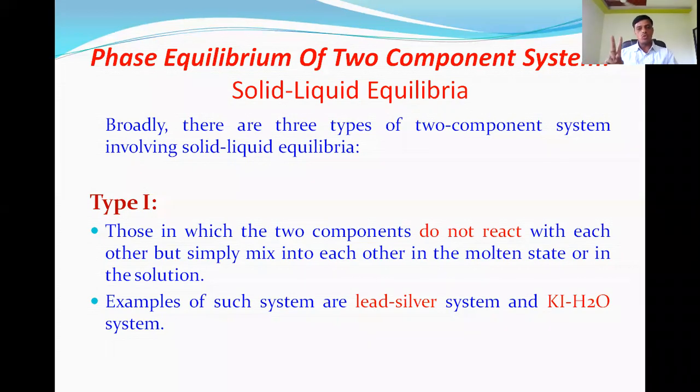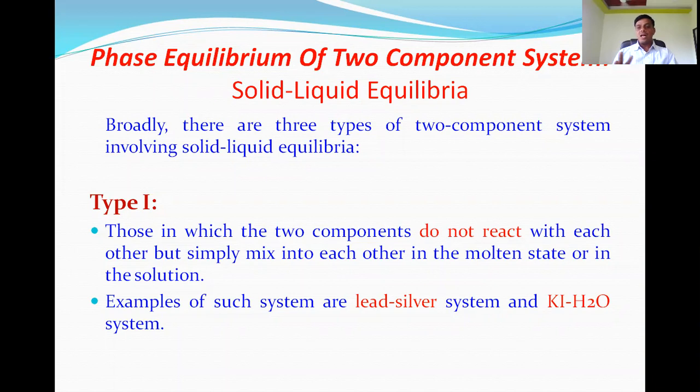Okay, depending upon these two factors, there are three types of solid liquid equilibria. The lead silver system is an example of a two component system, and this two component system is also called solid liquid equilibria. Why? Because the third phase, that is the vapor phase, generally does not exist in such kind of two component system. Therefore it is also known as solid liquid equilibria.